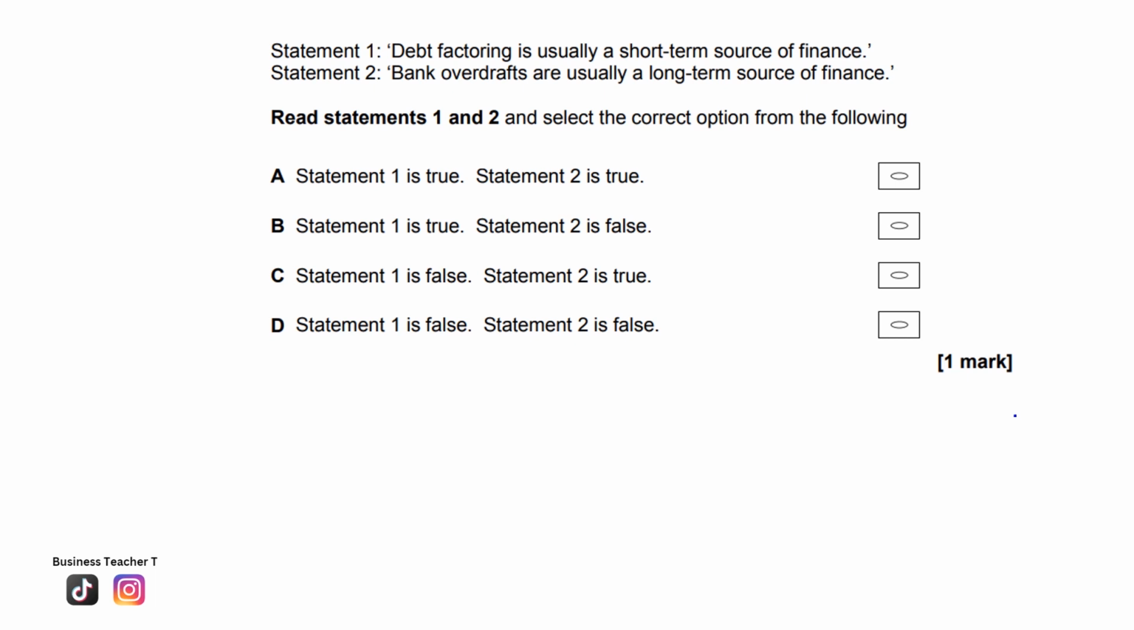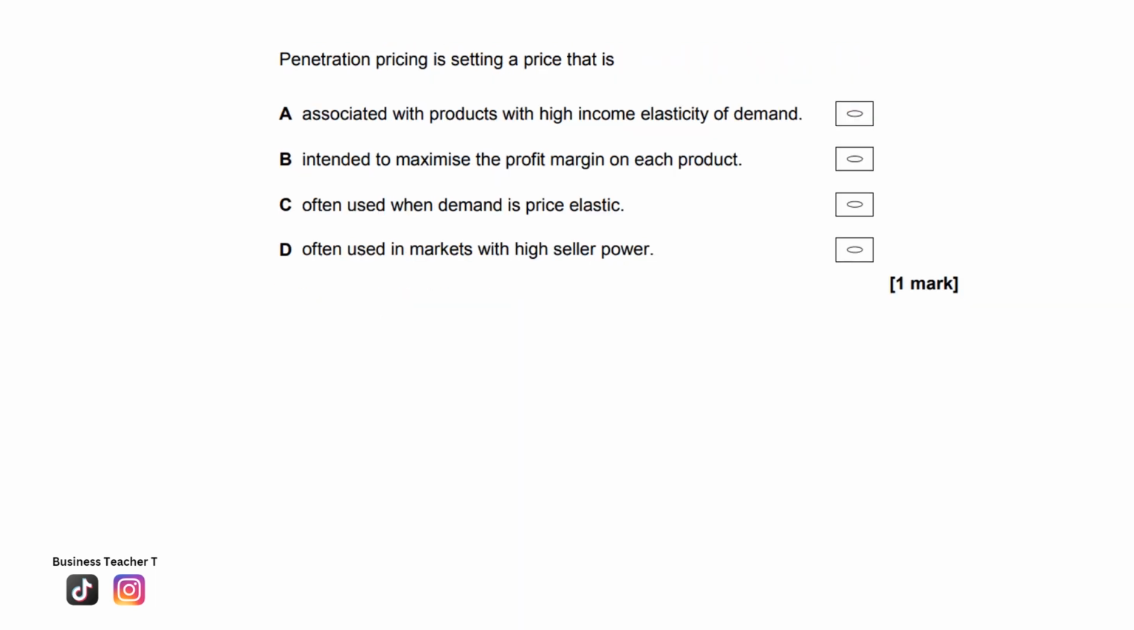And the answer is B. Statement 1 is true. Statement 2 is false. On to the next one.